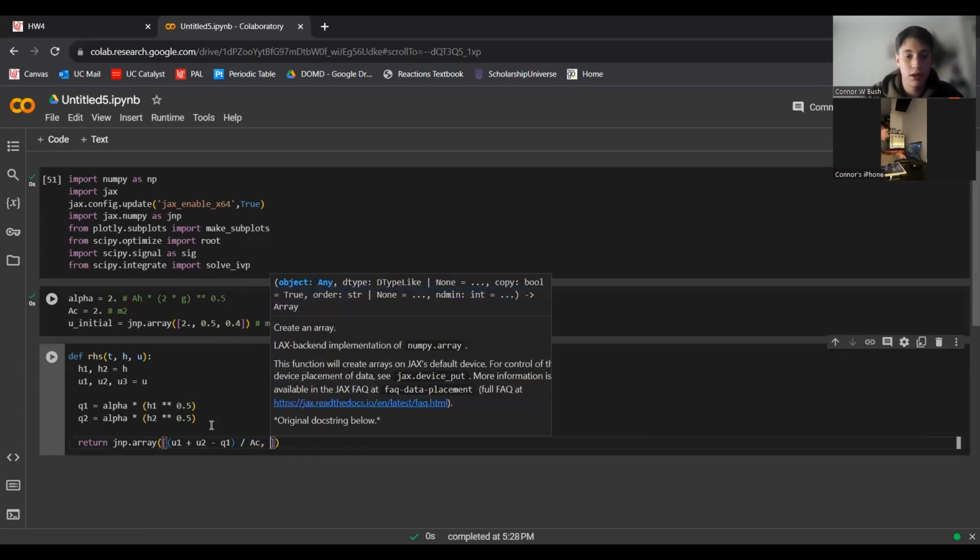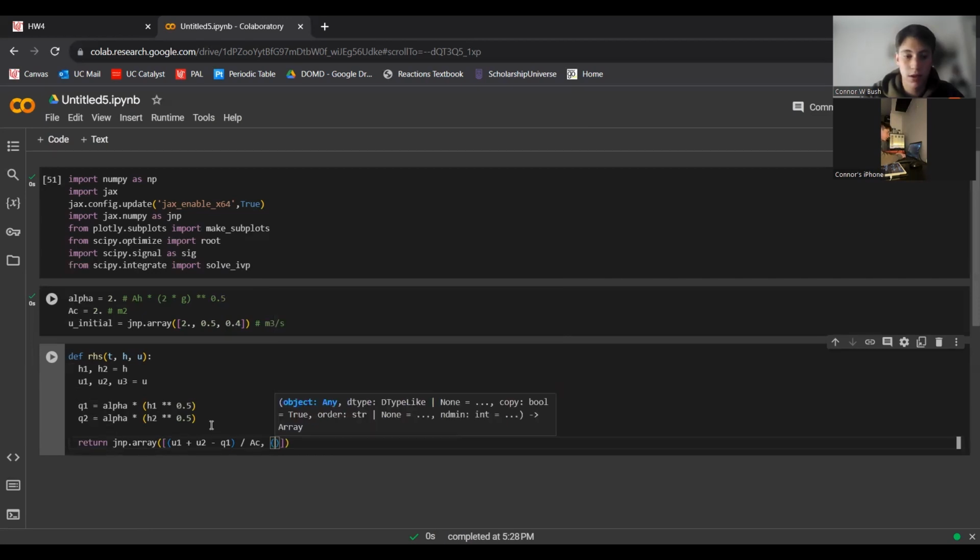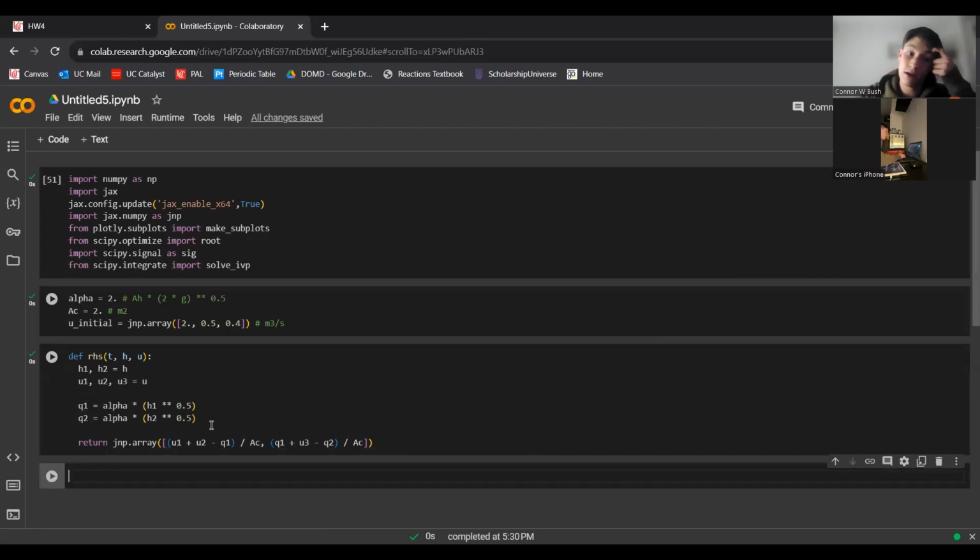Now for dH2/dt, that is the flow rates coming in, there were 2, that was Q1 and U3. And we're subtracting out the flow rate leaving, which was Q2. And then divide that by AC. So now that we have that function, we can use the root solver to determine what our H initial array will look like. That will give us the steady state heights for tank 1 and 2.